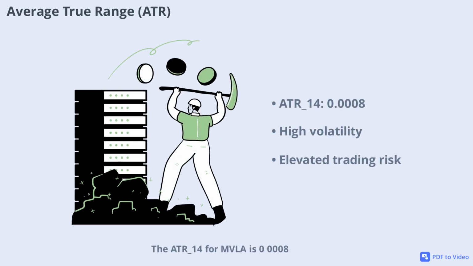The ATR14 for MVLA is 0.0008, which is relatively high compared to the current price. This means that the stock is experiencing large daily price swings, a hallmark of high volatility. The ATR14 is 76.17, further emphasizing the elevated risk. Traders should be cautious, as high ATR values can lead to unexpected price movements and increased trading risk.